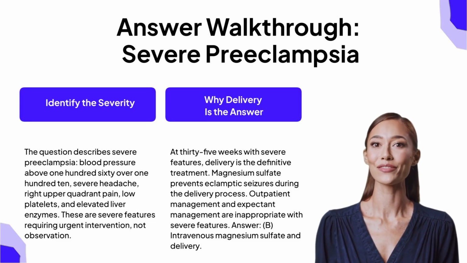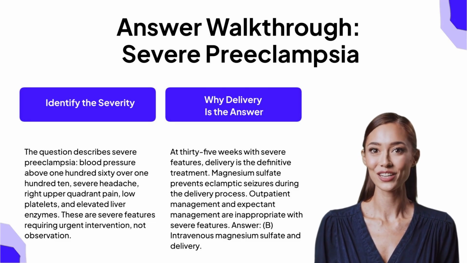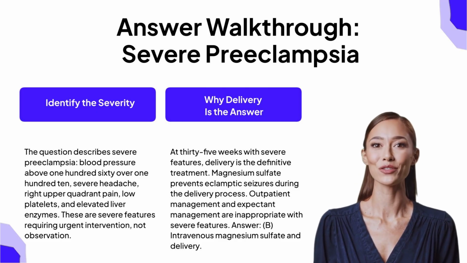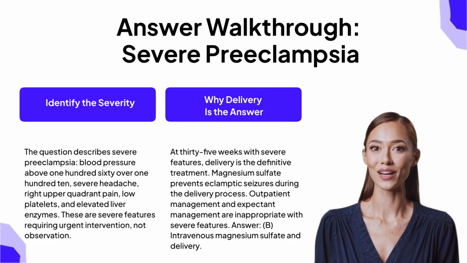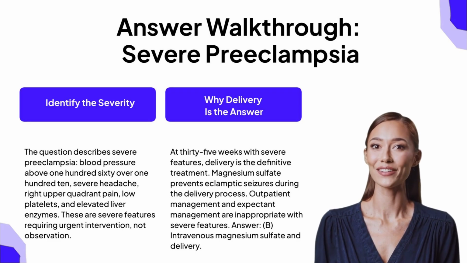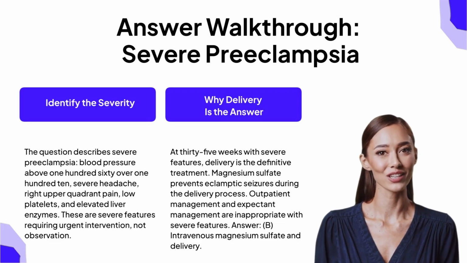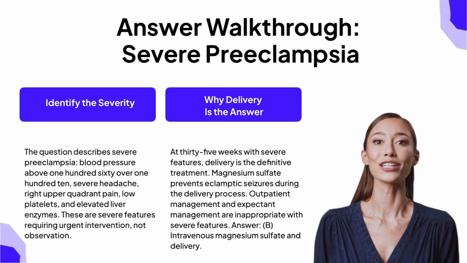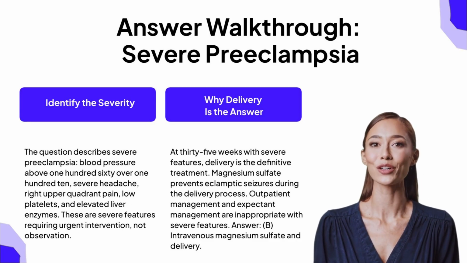Second, why delivery is the answer. At 35 weeks with severe features, the risks of continuing the pregnancy outweigh the benefits of fetal maturity. Delivery is the definitive treatment for preeclampsia. Magnesium sulfate is given to prevent seizures during the delivery process.